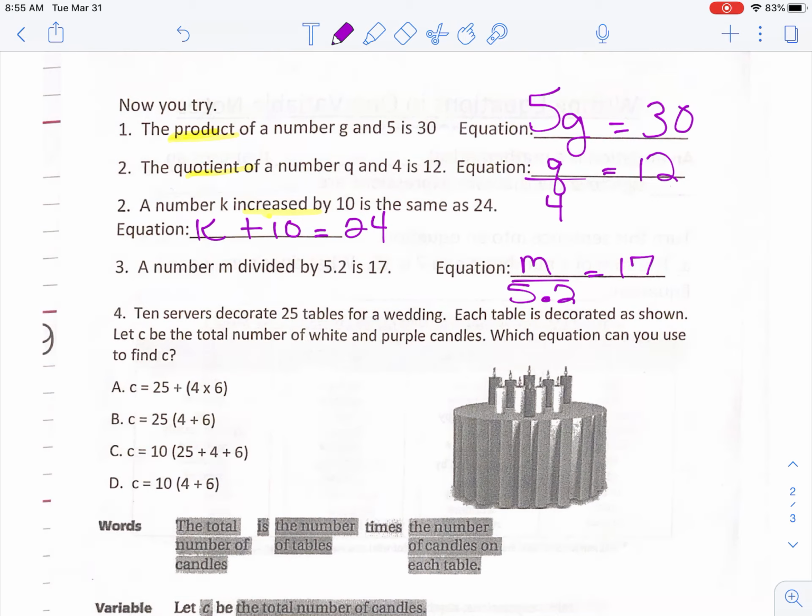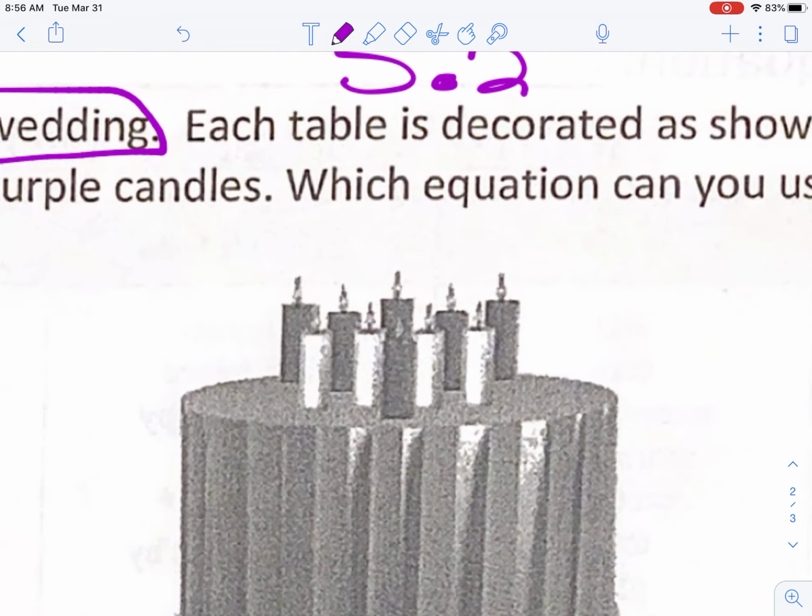So 10 servers decorate 25 tables for a wedding. That's important information. There's 25 tables. Each table is decorated as shown, meaning that cake. We're going to let C be the total number of white and purple candles. I understand that you can't see the white and purple in the cake, so we'll talk about it. Which equation can be used to find C?